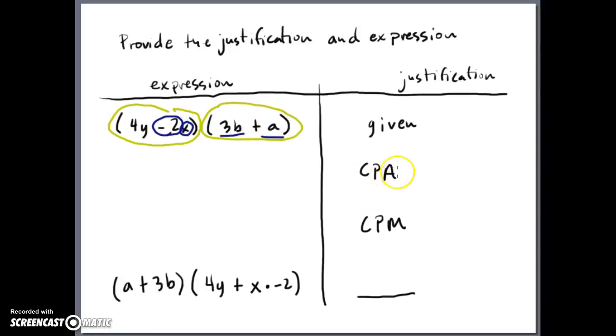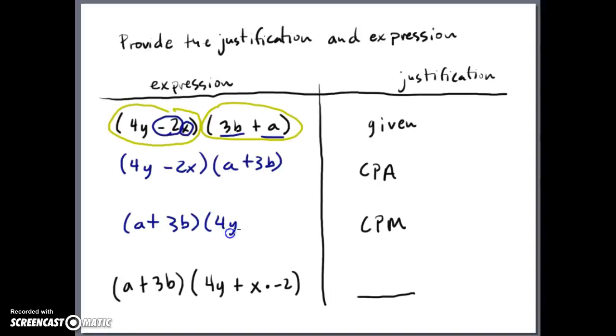So the first thing is the commutative property of addition. That's changing the order of terms. This is the only order that changed. So the first one would be 4y minus 2x times a plus 3b. And then here we can write two different ways. We can first write, okay, they changed the order. They wrote a plus 3b times 4y minus 2x. And then the last thing that they did was they changed the order of this, which would be CPM. Or I can go the other route and say they changed the order of this first, and then they changed the order of the two terms.